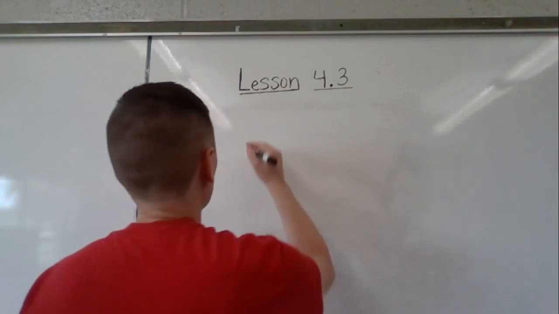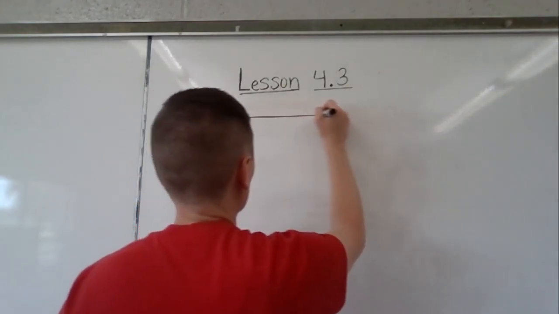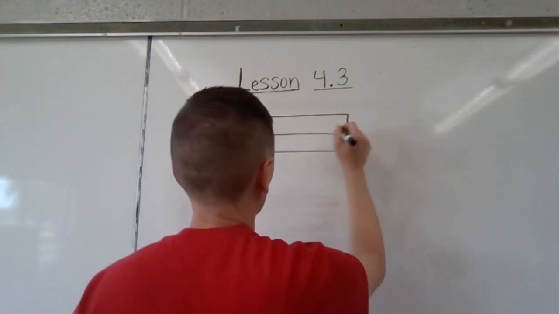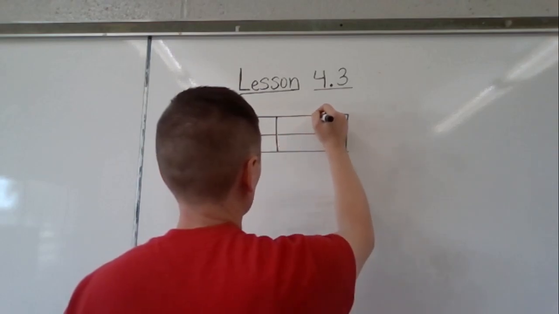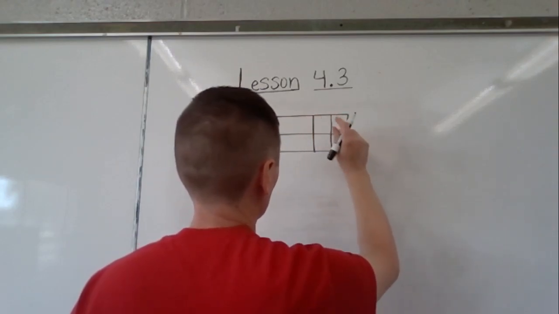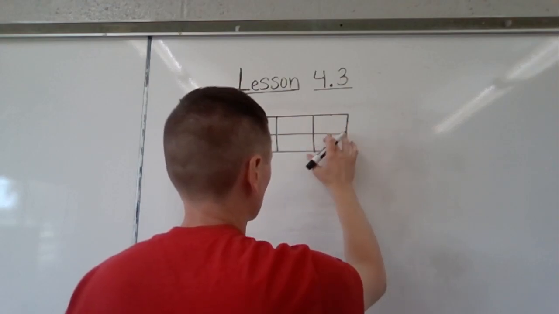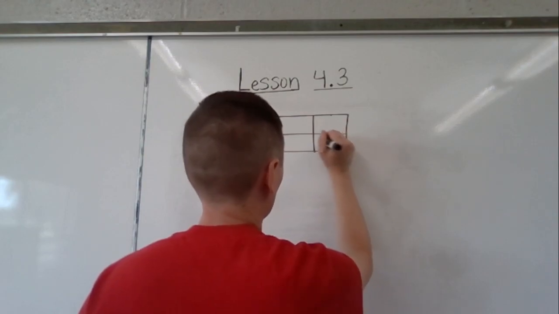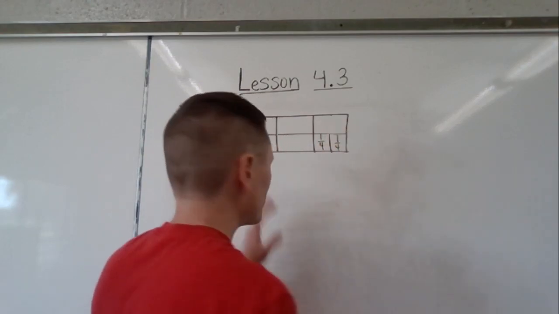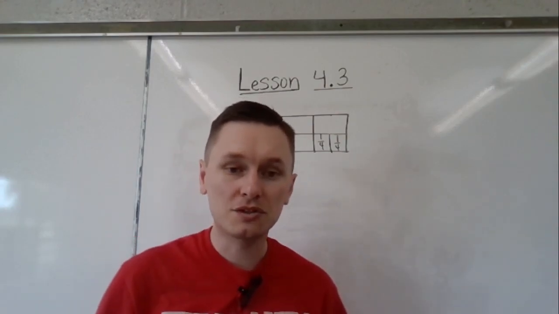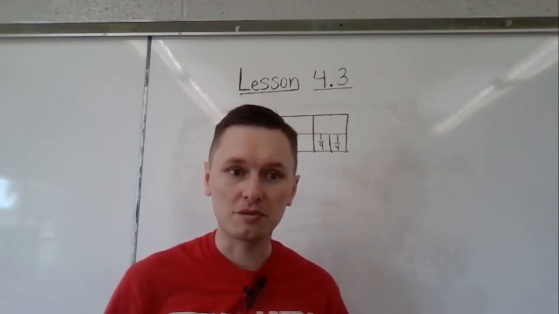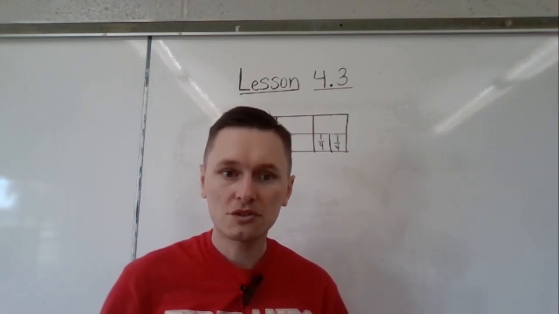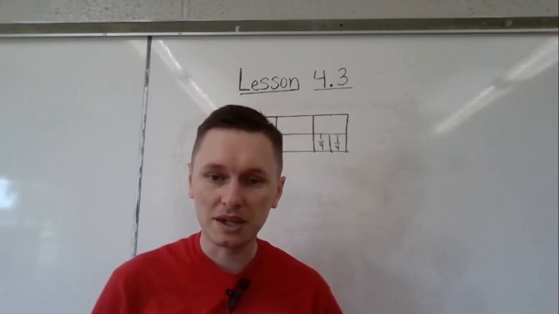All right, so we look at our example here, and we have this model drawn out. Before I finish the model, the problem says Bob is making sushi rolls. He has 2 1/2 cups of rice and will use 1/4 cup of rice for each sushi roll. So how many sushi rolls can Bob make?